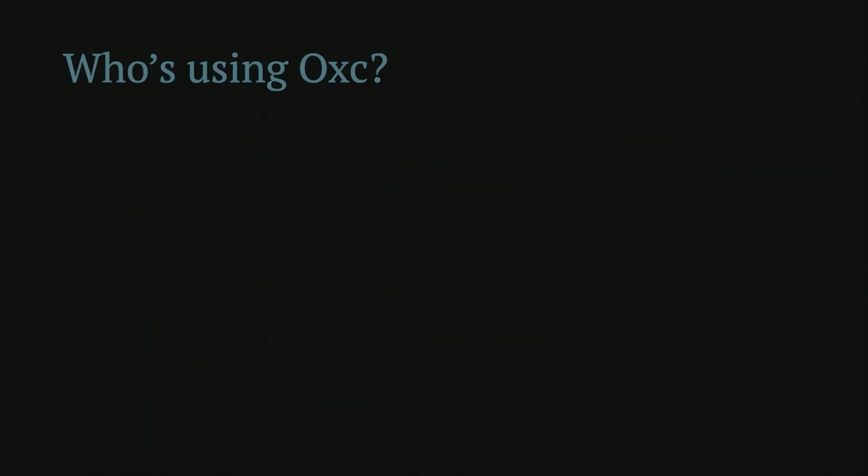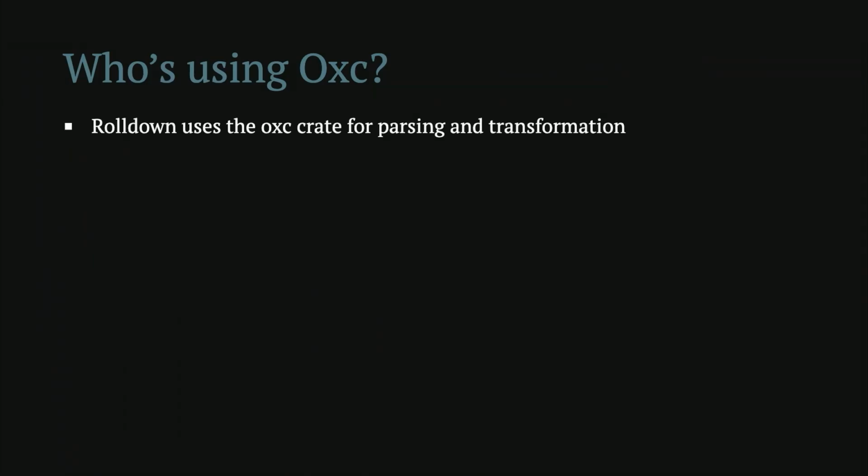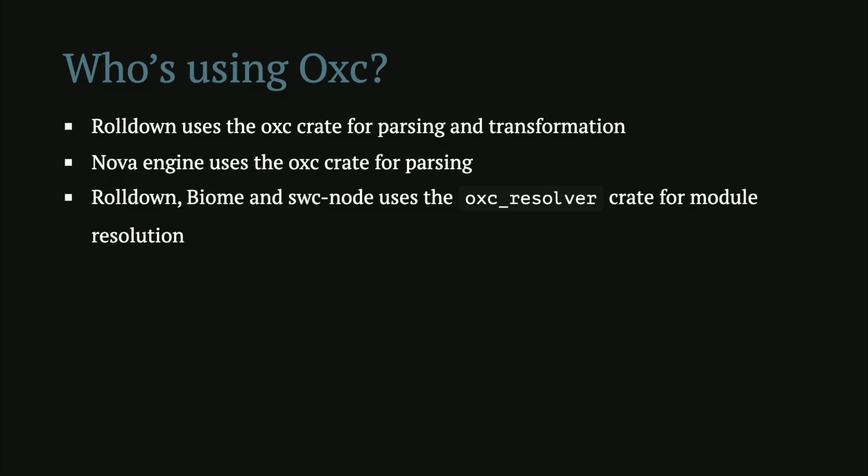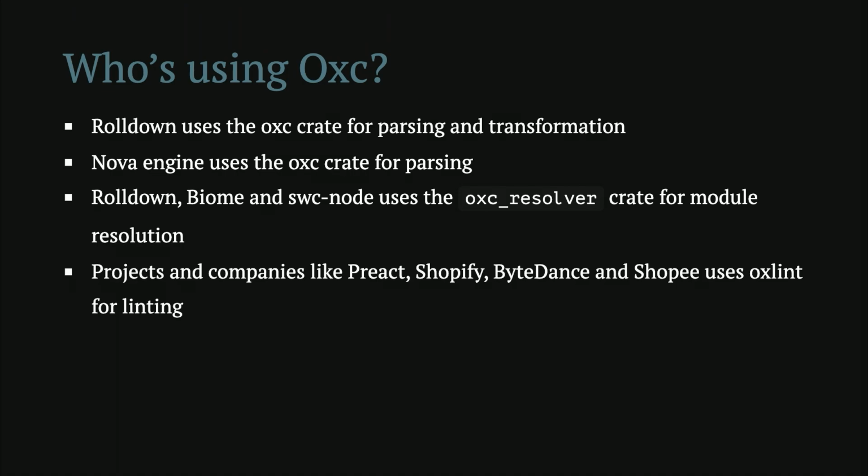At present, a lot of compiler-related projects such as Rolldown use the Oxc crate. It's a Rust package for parsing and transformation. The Nova engine uses it for parsing as well. Rolldown, Biome, and SWC use the Resolver crate for module resolution. And projects and companies like Preact, Shopify, ByteDance, and Shopee use Oxlint for linting.